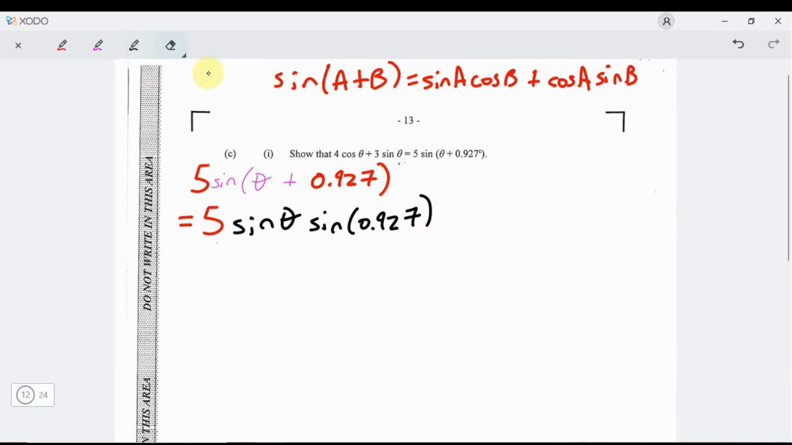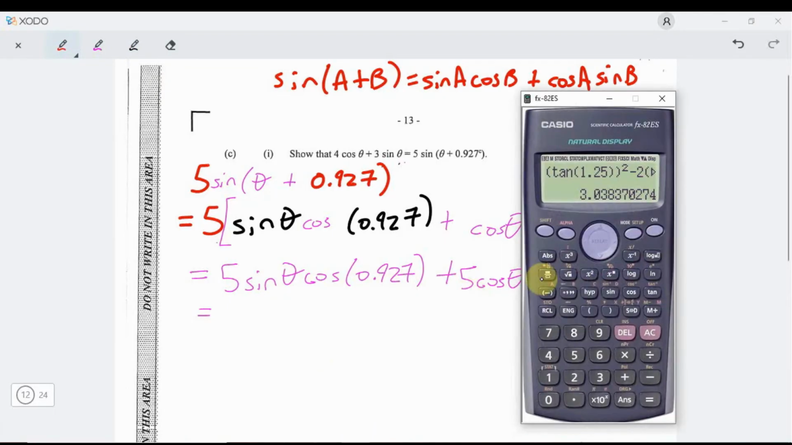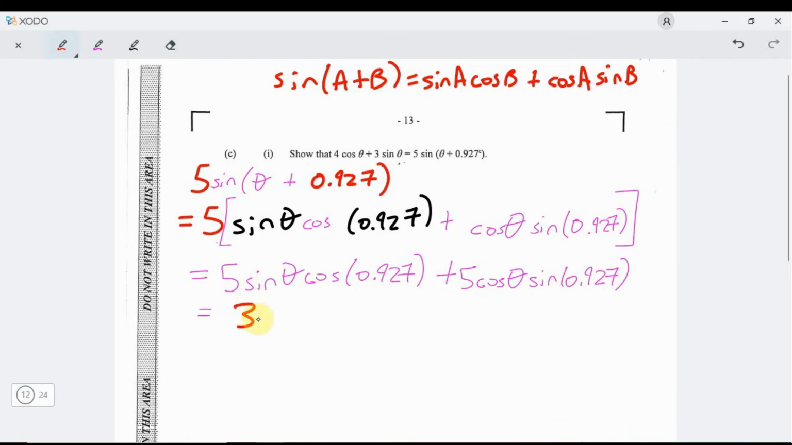cos 0.927. I said sine, I'm so sorry, cos. Plus, I'm going to put a bracket here. So it is sine A cos B plus cos A sine B. And sine B, sine of 0.927, close the bracket. So that's equal to, expanding the 5, it becomes 5 sine theta cos 0.927 plus this part becomes 5 cos theta sine 0.927, and in that case now it's equal to, now you put this part in your calculator, 5 cos 0.927, there you go, you get your 3, so this is now 3 times the sine of theta.